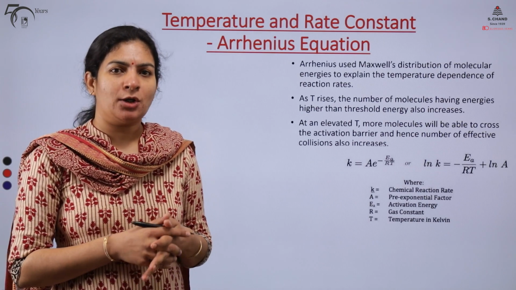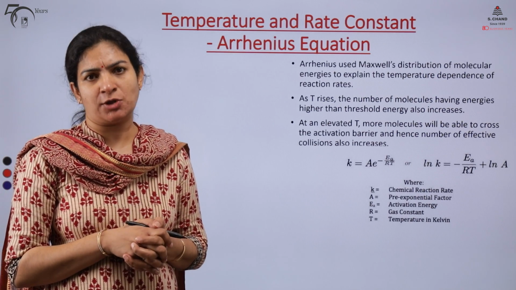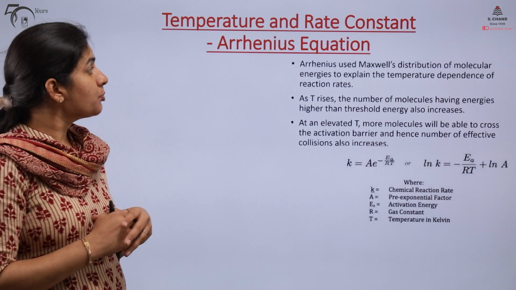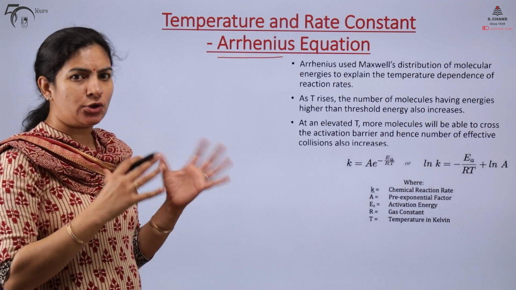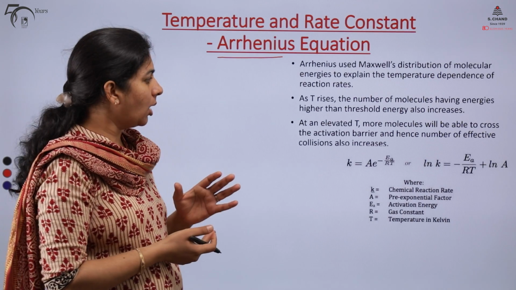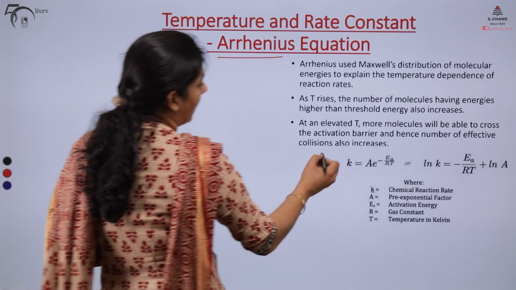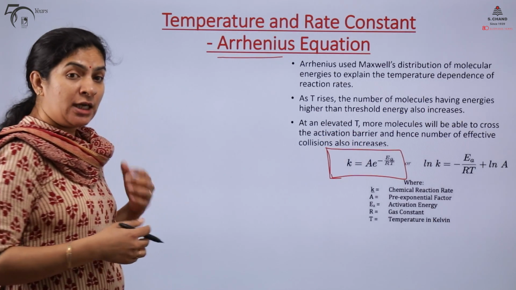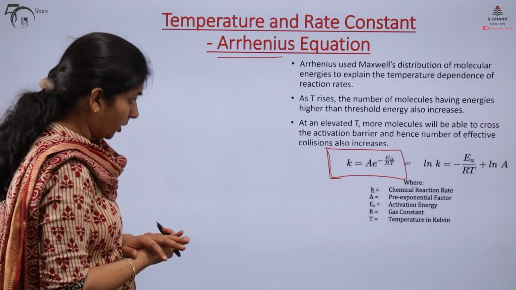So in this part of the lecture, we are going to discuss various theories of reaction kinetics. The earliest theory of reaction kinetics was proposed by Arrhenius. Arrhenius basically related the rate of a reaction with temperature. He said how the rate of a reaction varies with temperature. So this equation basically helps us to explain the increase in the rate of reaction on increasing the temperature, right?